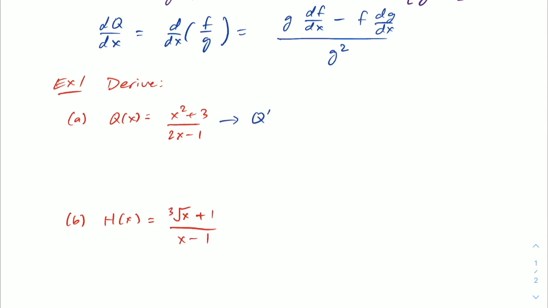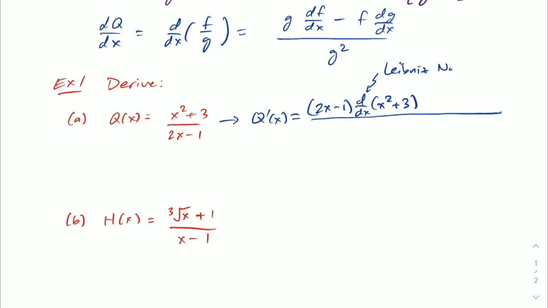So the derivative of q of x is going to be low d high, so low is 2x minus 1, d high, derivative of x squared plus 3. And I like to use Leibniz notation when I'm showing my work. And then we have minus high d low. And then that's all over low squared. Right now, in the next step, I'll compute the derivatives.